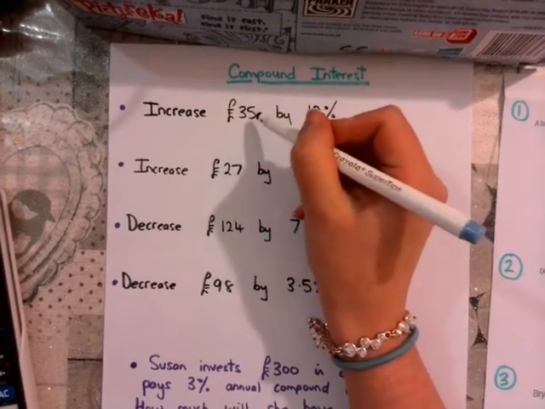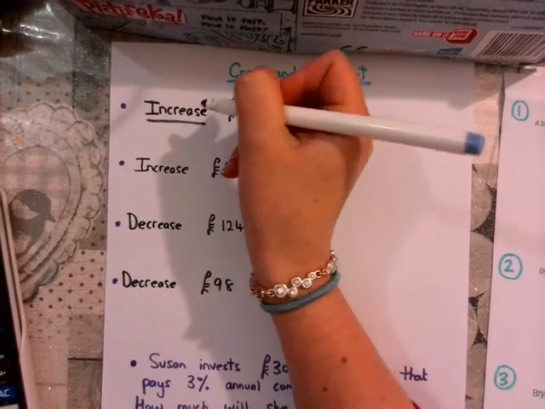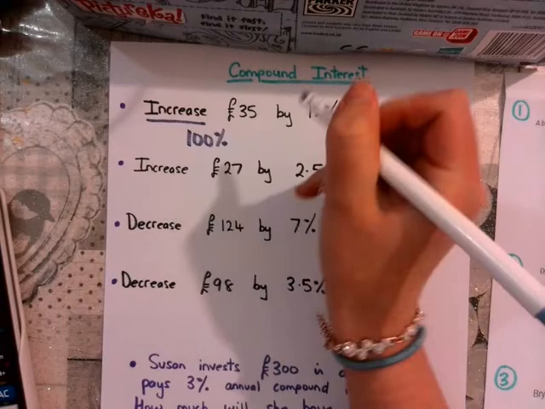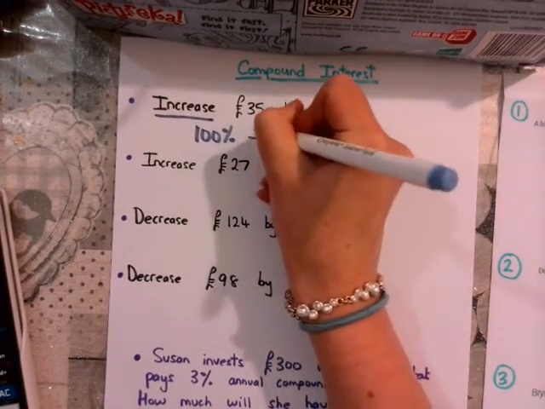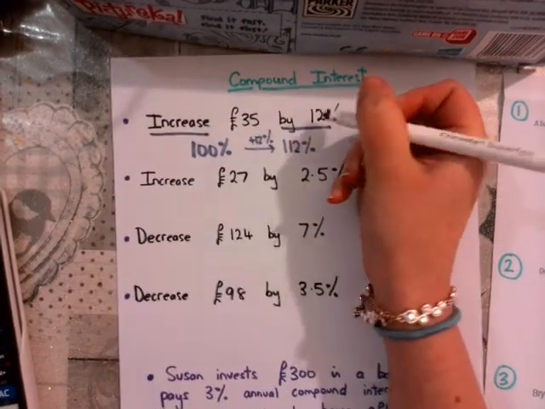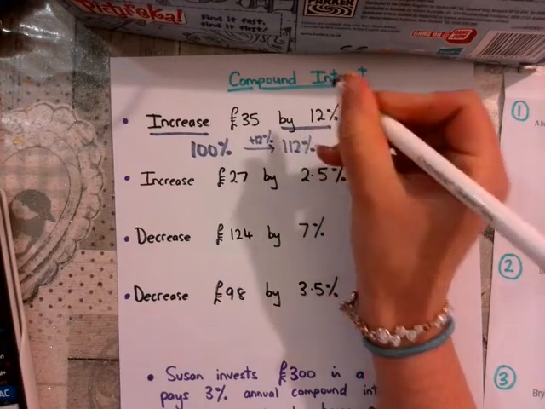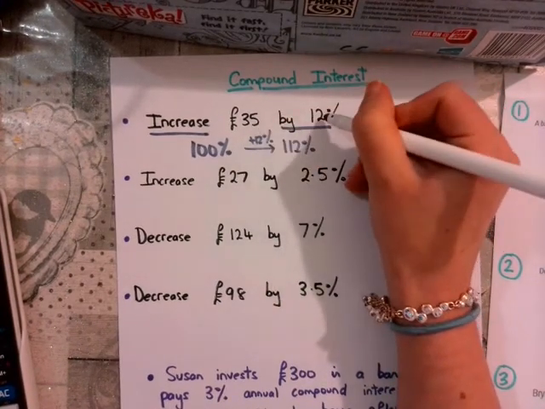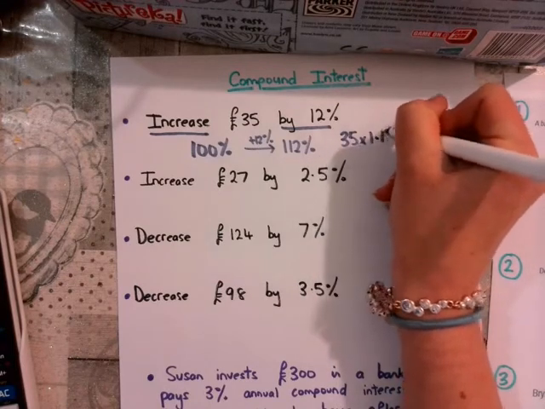So if you're increasing £35 by 12%, first of all, increase means it's going to go up. So initially it always starts off as 100%. If I'm increasing it by 12%, so adding 12%, it's now going to make 112%. And to get your multiplier, you just divide that new percentage by 100. So if I divide that by 100, I'd get 1.12. So to increase £35 by 12%, I just need to do 35 times 1.12.